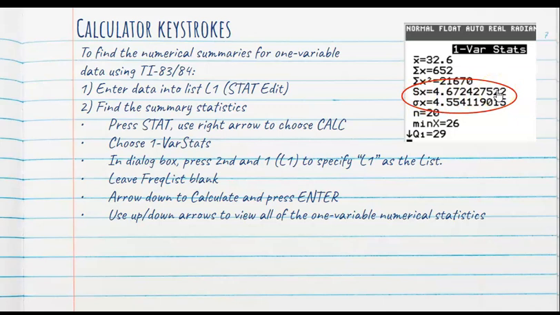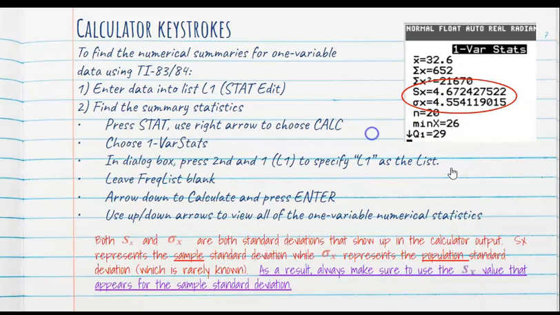And 99.9% of the time, that's all we have. The calculator for sigma here is assuming you know every population value. And we don't. Whatever we're measuring, we don't. So S of X and sigma X are both standard deviations that show up on your calculator output. S of X represents the sample standard deviation, while sigma X represents the population, which is rarely ever known. So as a result, make sure to always use the S of X value that appears for this sample standard deviation.